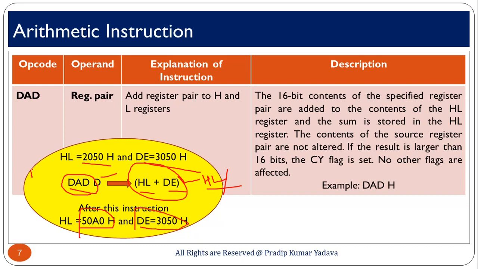Suppose you have written DAD B. Here B means you are going to add HL plus BC and your output will be stored in HL. So, this is the simple working of DAD.